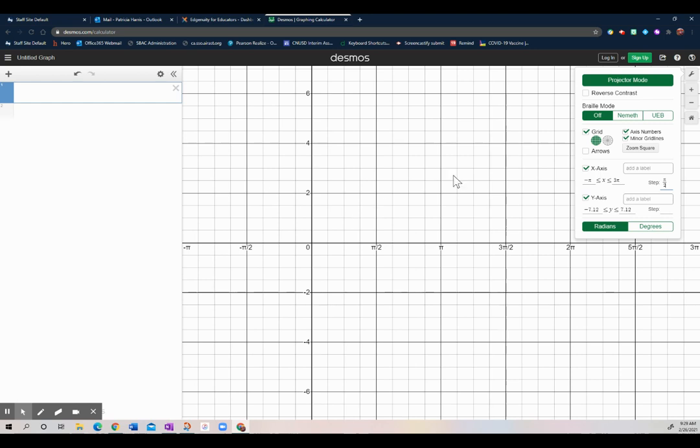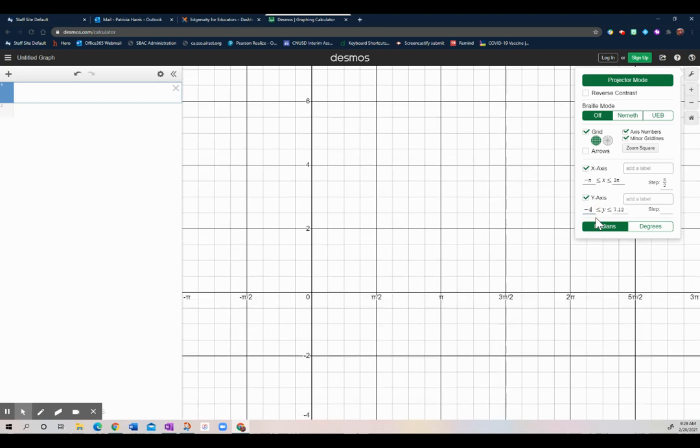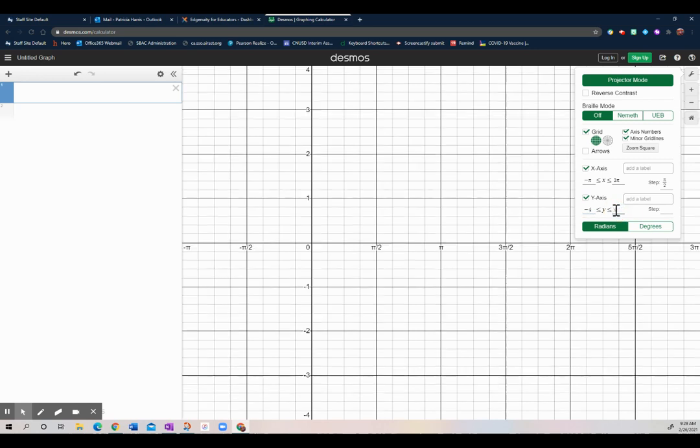Okay, so y value I really don't have to change. You can make it a bit shorter if you want. I would go like -4 maybe. And then I like everything square because I like it like that. And then like that. All right, so we're in radians. We want to make sure we're in radians.